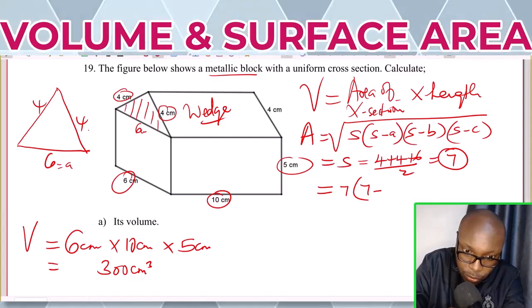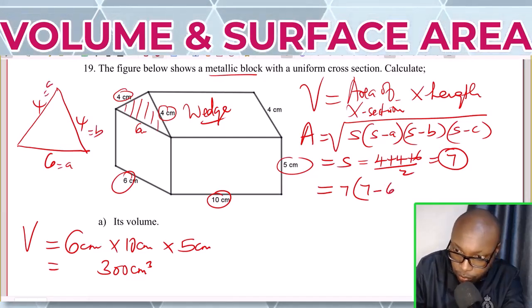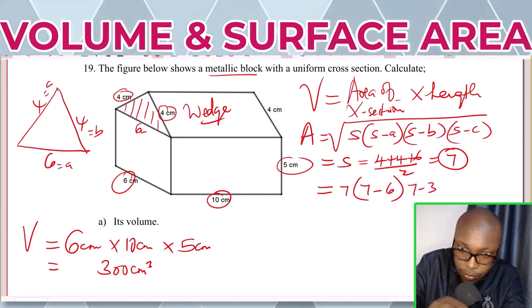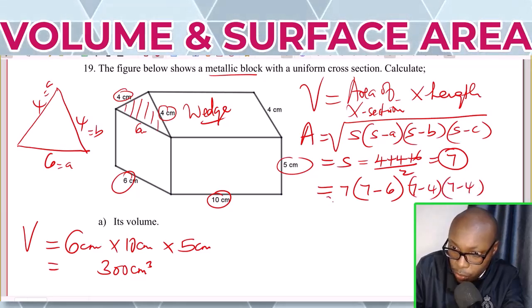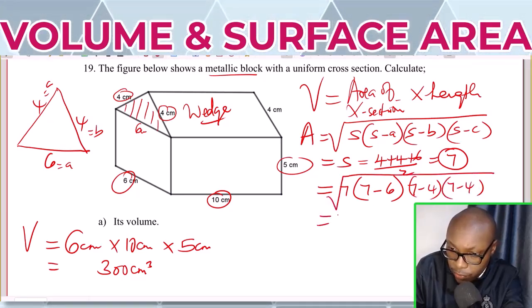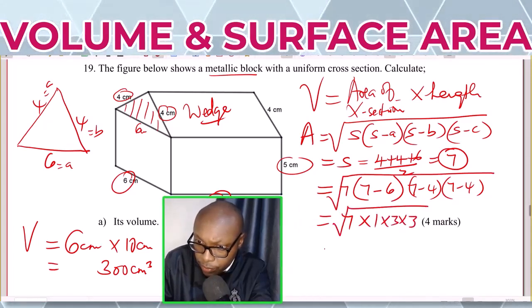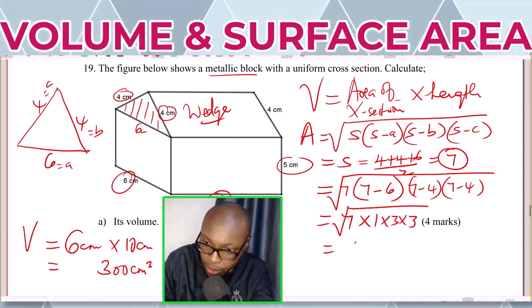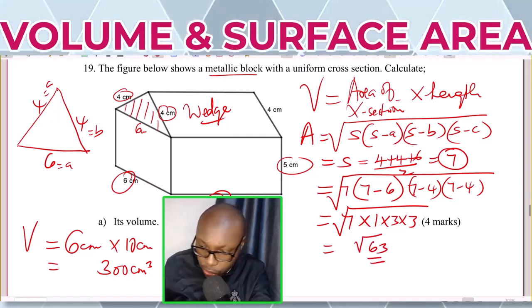So this is A, this one is B, this one is C. So 7 subtract 6, 7 subtract 4, and 7 subtract 4, and we get the square root of that. This will give the square root of 7 multiplied by 1 times 3 times 3, which is the square root of 63. So that is the area of the cross section.